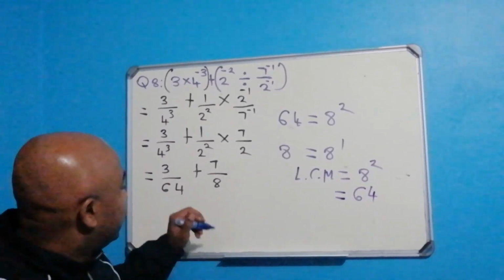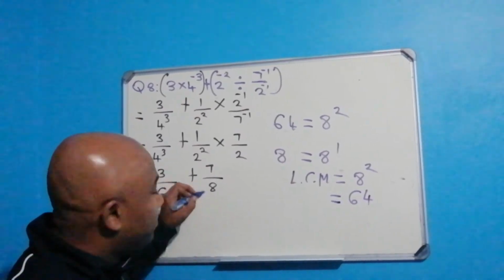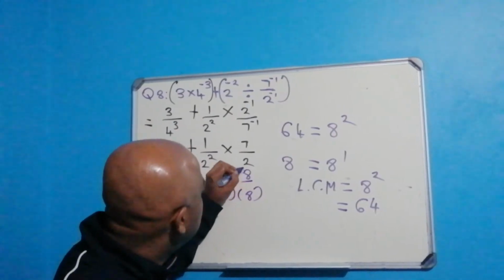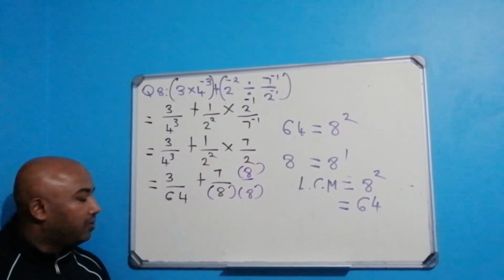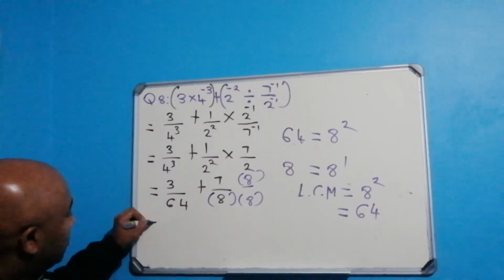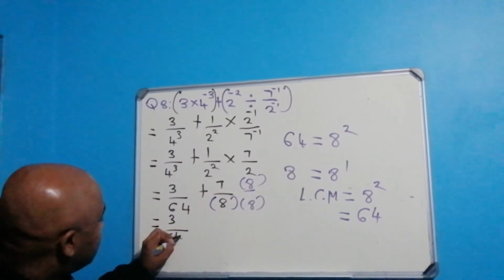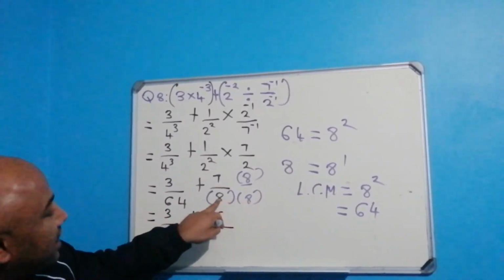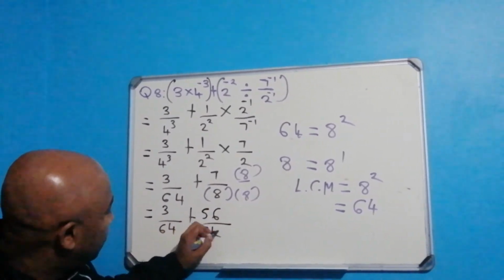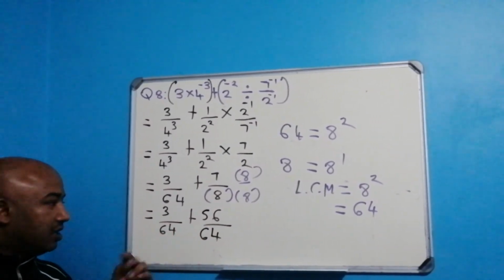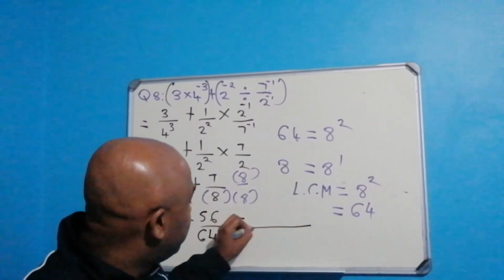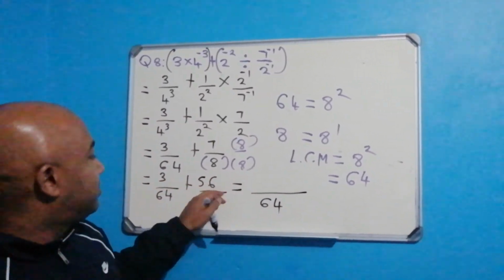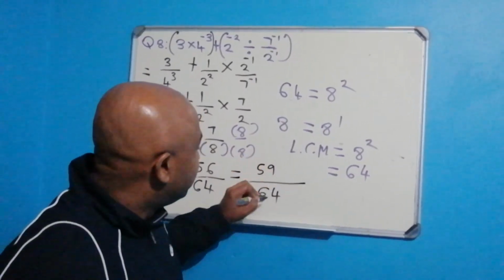Right, so here I got my 8. I know the LCD is going to be 64. So I will multiply 8 by 8 in the bottom and on the top. So now my denominator is common. So I can write this as 3 over 64 plus 8 times 7 is 56. 8 times 8 is 64. What do we notice? My denominator is common. I can write down my denominator once only. And then I add the top, 3 plus 56 will give me 59.